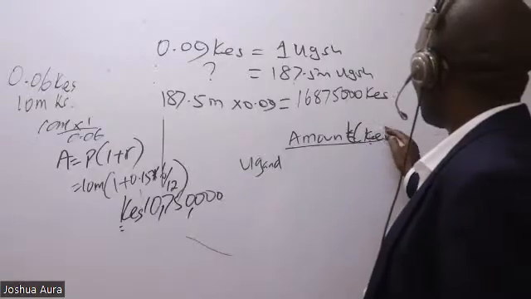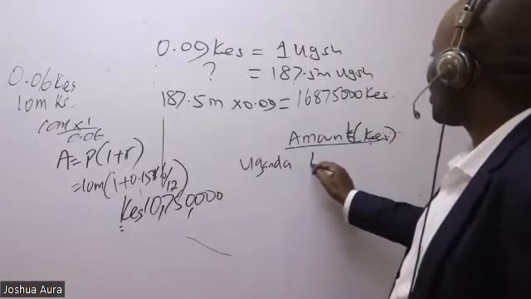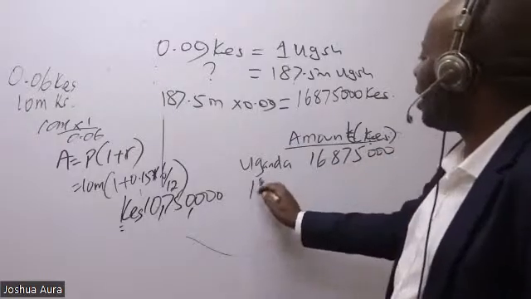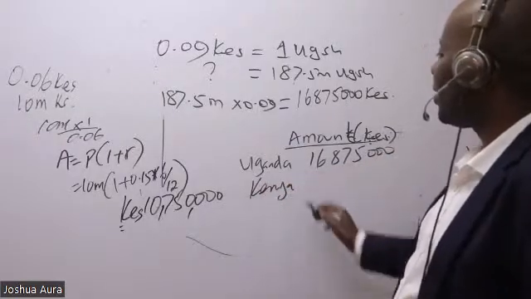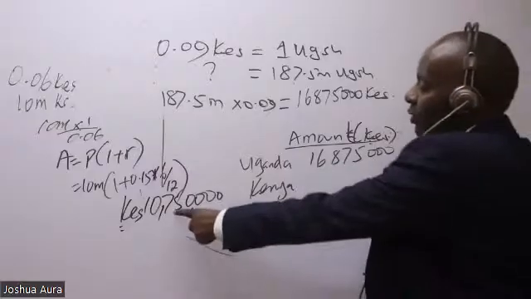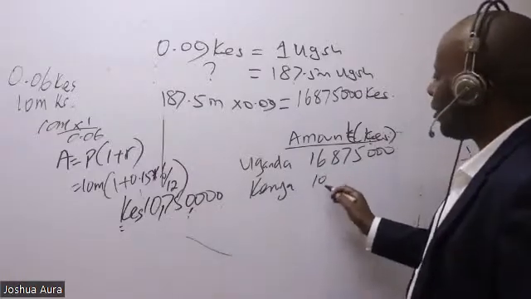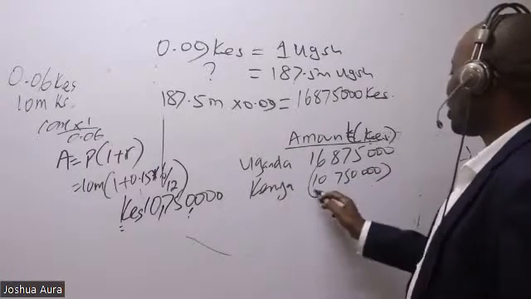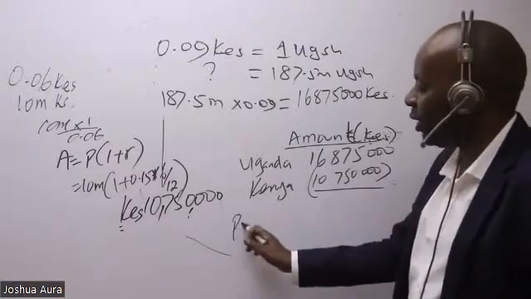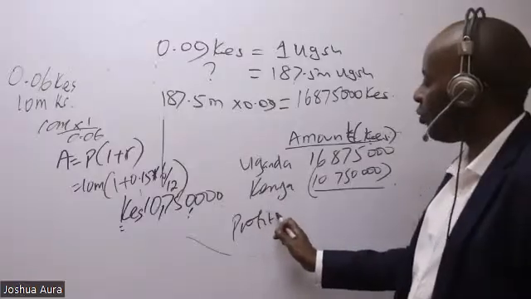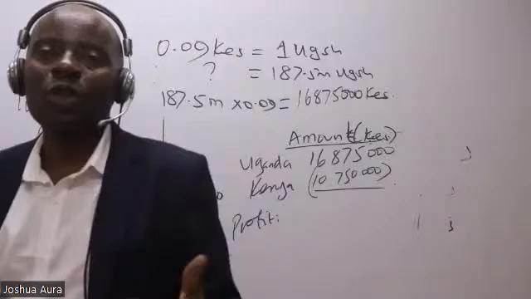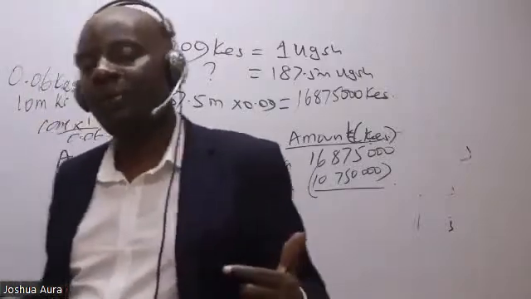Amount in Kenya shillings. The Uganda route is giving me 16,87,500. And then we have the Kenya route. The Kenya route would have given me 10,750,000. So you subtract, and you should be able to get the profit of taking advantage of interest rate differences between the nations to make a risk-free profit.